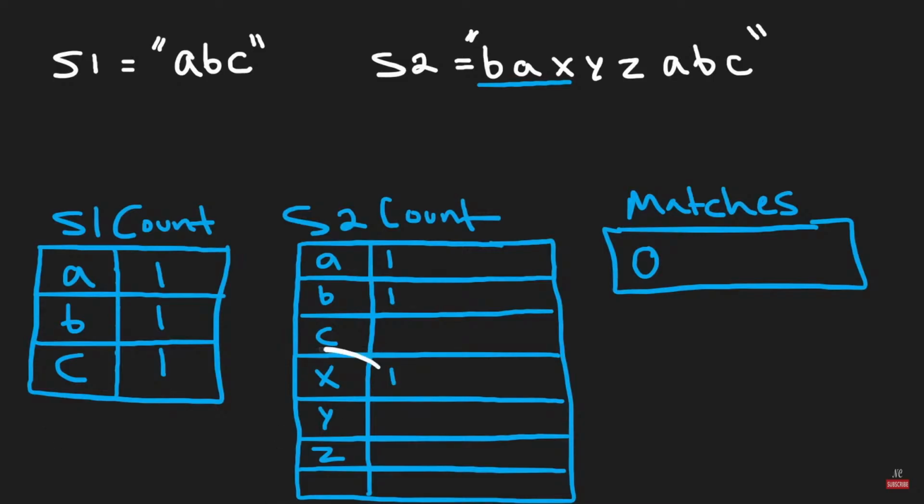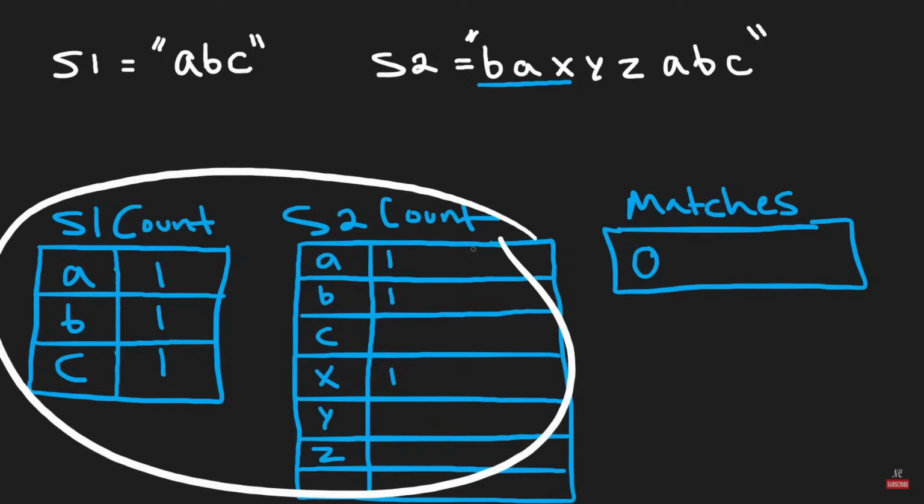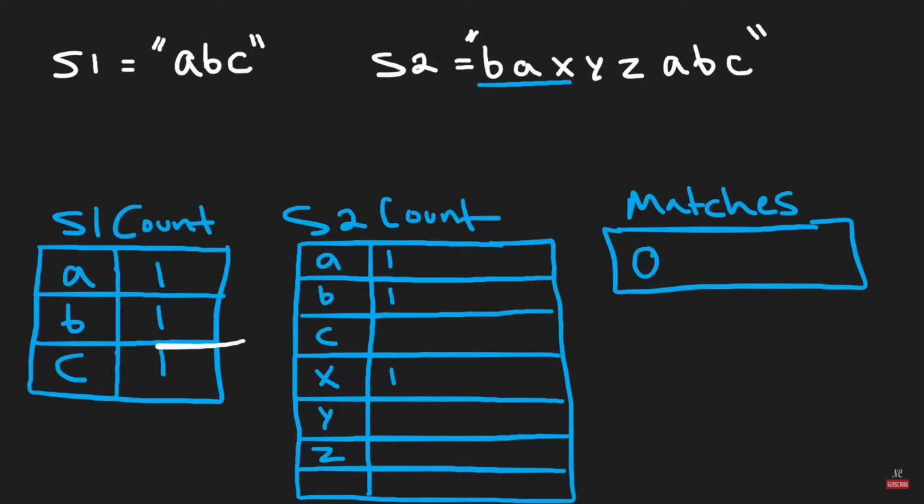But then we're going to get to X. This has a single X, but S1 does not have any Xs. That's not a match, but they both have 0 Ys and 0 Zs. So all in all, they matched every single character except for C and except for X. Those were the only characters they didn't match. So initially we have 24 matches.